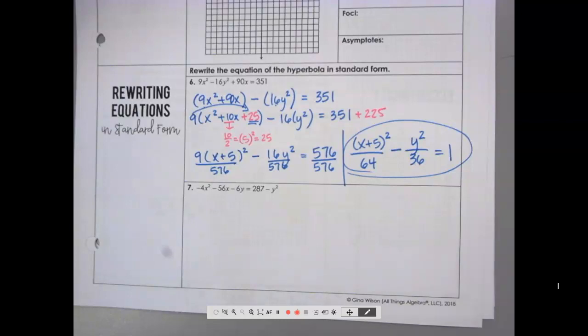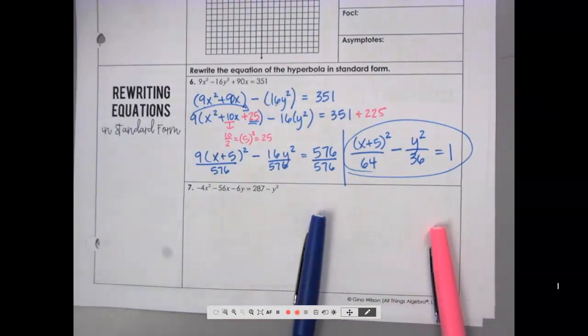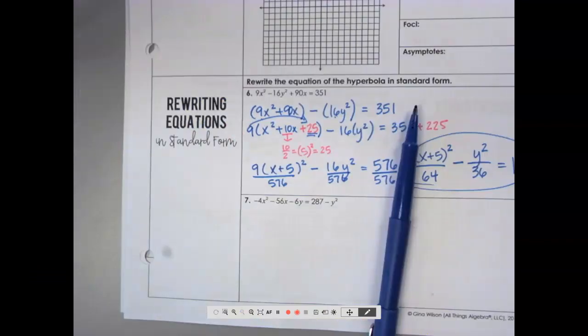All right, let's try number 7. Should we take a quick 5-minute break? Yeah. Okay, let's take 5, and then we'll do a couple more of these, and then we'll be done. Pause this. Been doing a long time. He stood by his word.